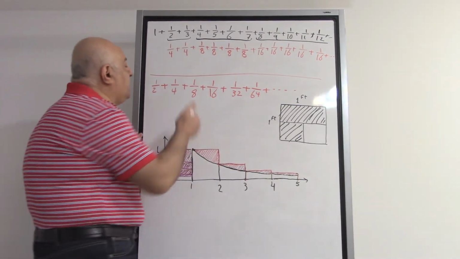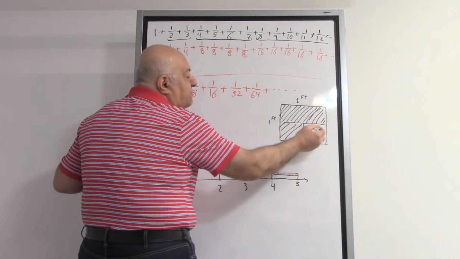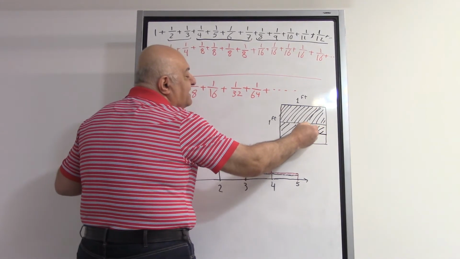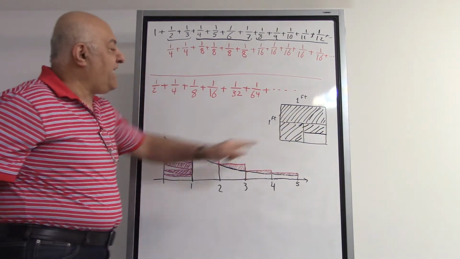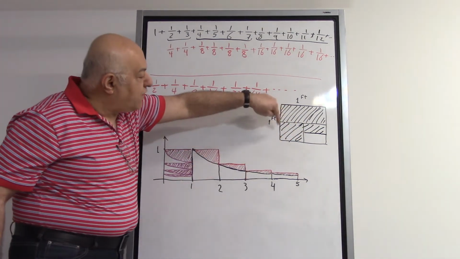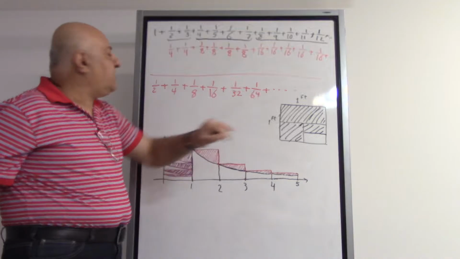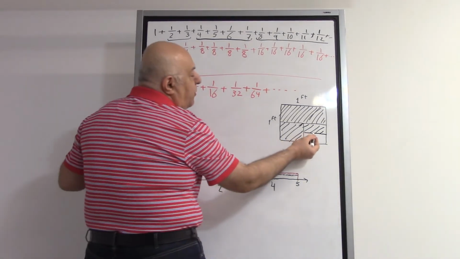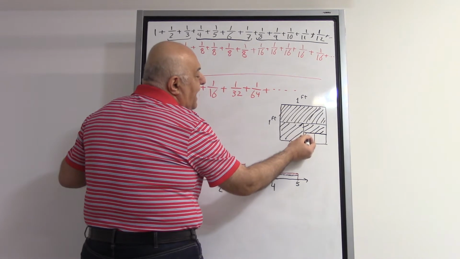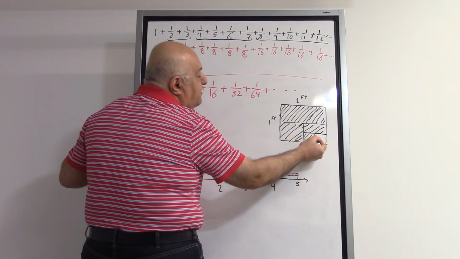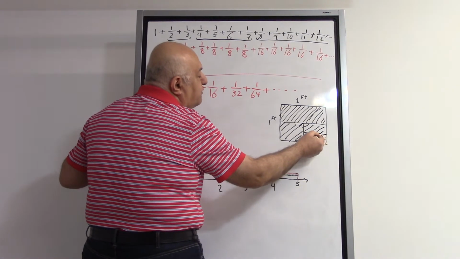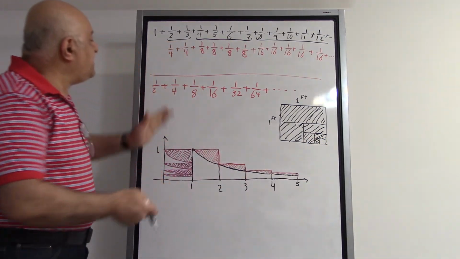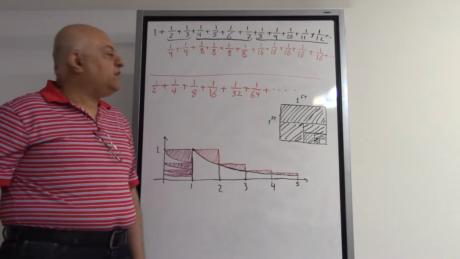Then you keep going and you take this white area and you paint half of that. That's 1/8. So far the total painted area is 1/2 plus 1/4 plus 1/8, and you keep going. This next piece is 1/16, this is 1/32, this is 1/64. So it seems you are adding more and more terms.